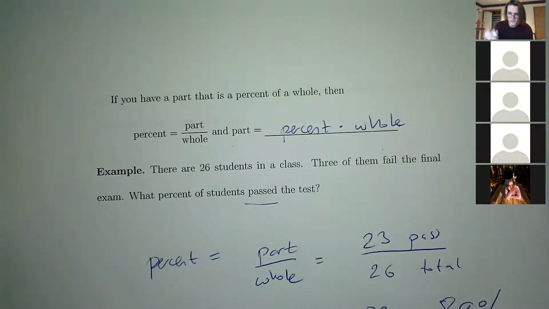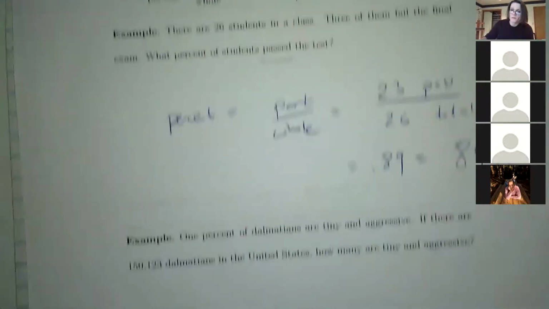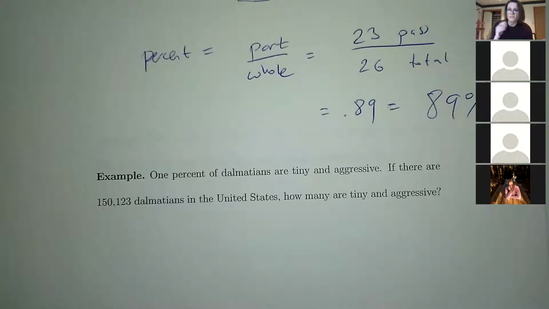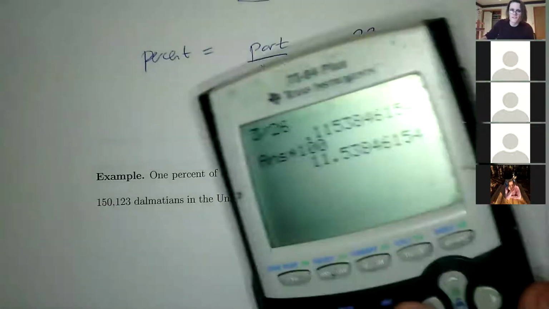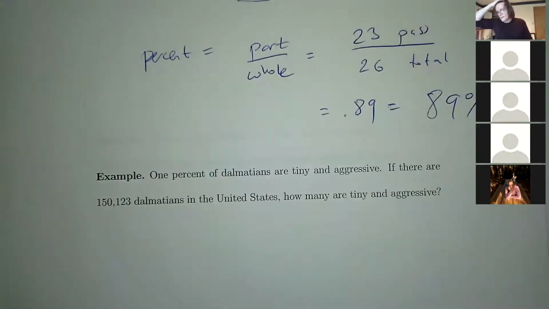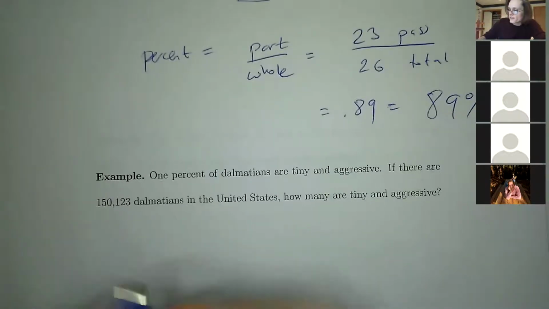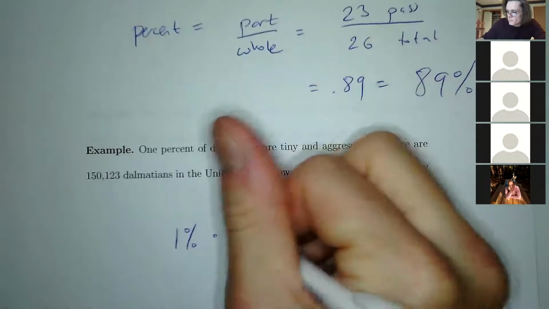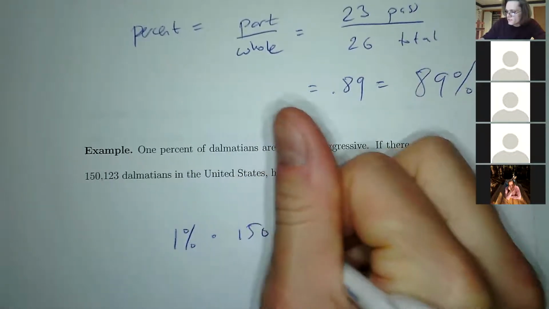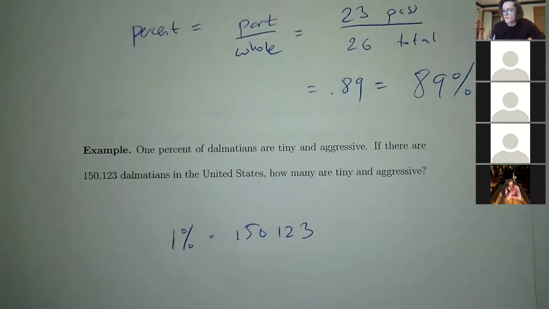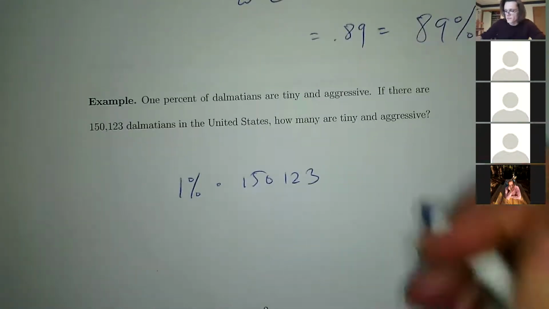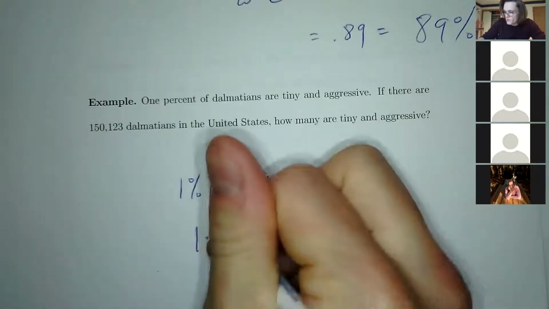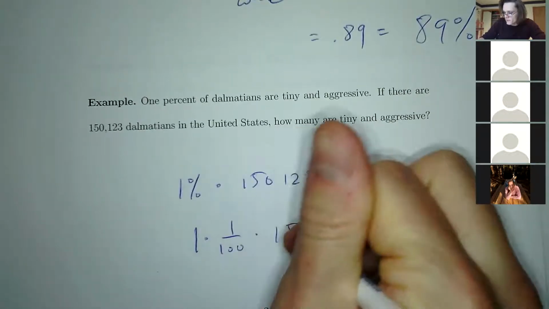When you're multiplying percents times the whole, like the population of Dalmatians, you want to write the percent as a decimal, because generally most calculators don't accept percentage symbols. Some do, I think this one could, but I've never tried it. In general, just convert it to a decimal. So I have 1% times the population of Dalmatians, which is 150,123. Now we convert this percent into a decimal so our calculator can understand what we're doing. So it's 1 times 1 over 100 times 150,123.